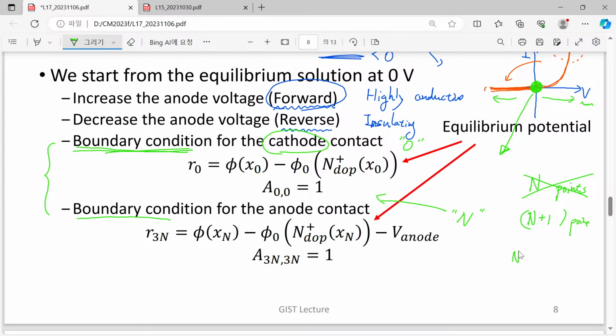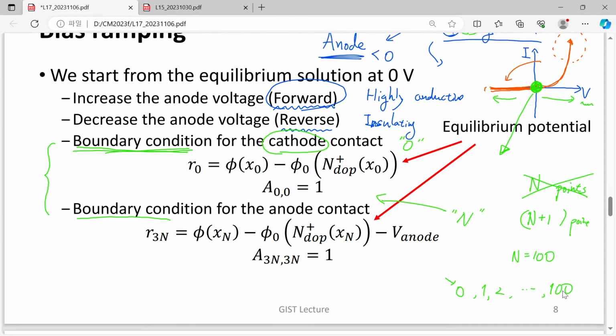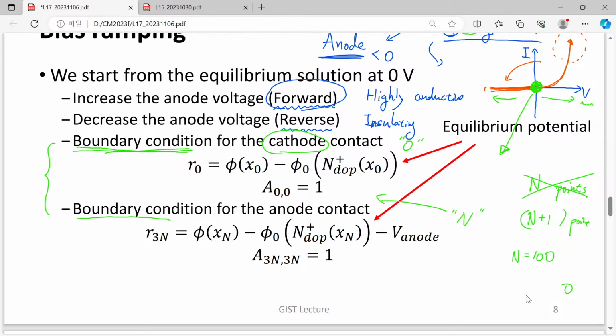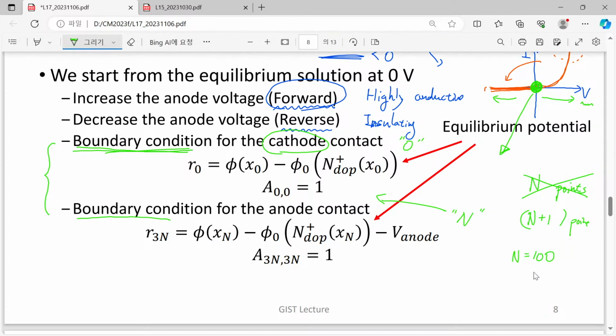Here, for example, let's say that n equals 100. Then there are 101 points whose indexes start from 0, 1, 2, and end at 100. Then how many points are there? 100 points? No, 101 points. So please don't be confused with this number. Anyway, if we have this case, then we will have the number 0 and number 300 for what?